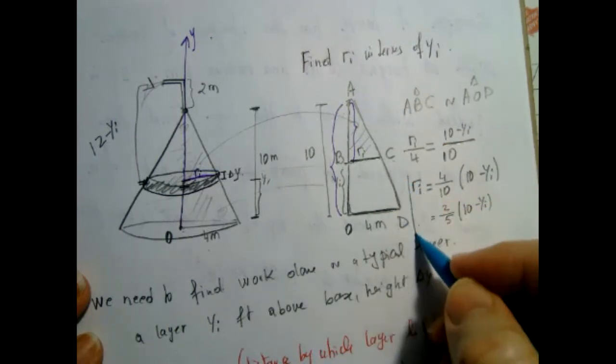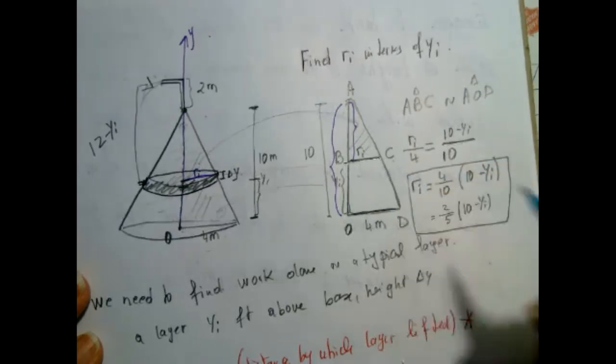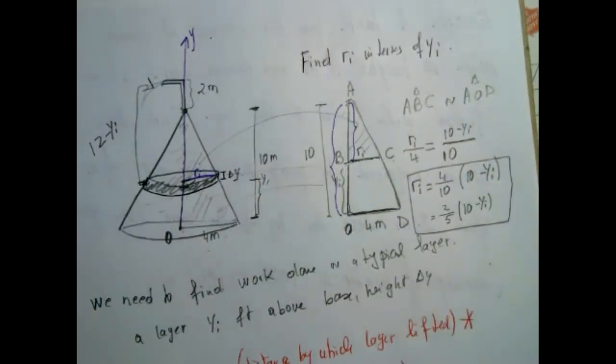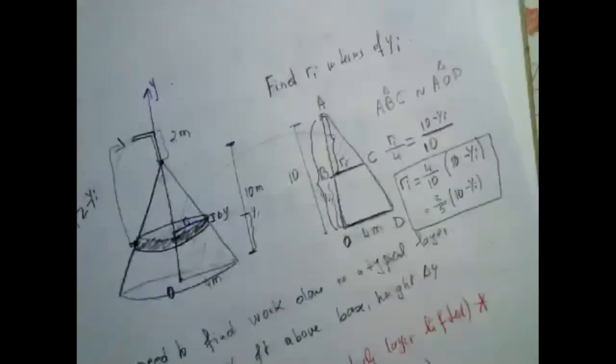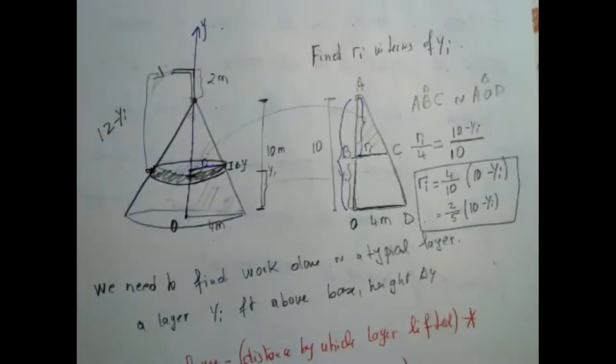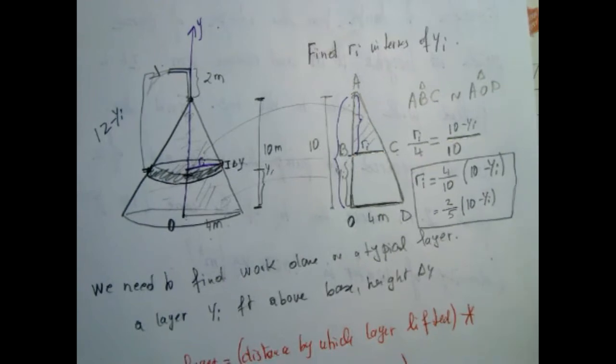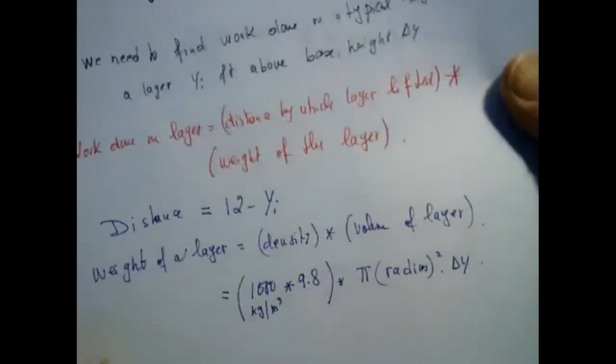And that will give me the radius in terms of yi, because it's changing. It's not constant like the cylinder. So it's slightly harder than before. The principle is the same. What's going to change is the shape of the tank that we are going to be working with. Okay, so now let me put the whole problem together and we will be done with that.